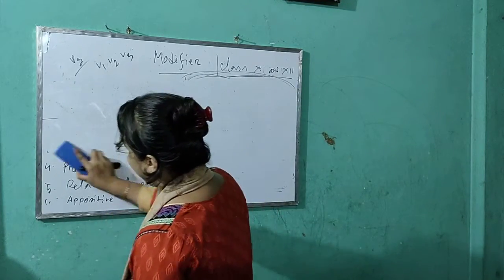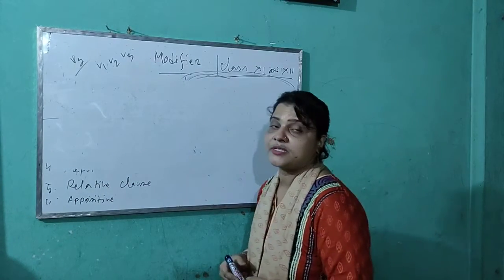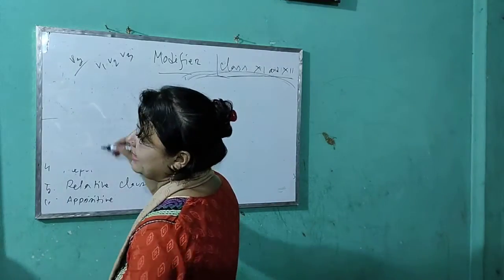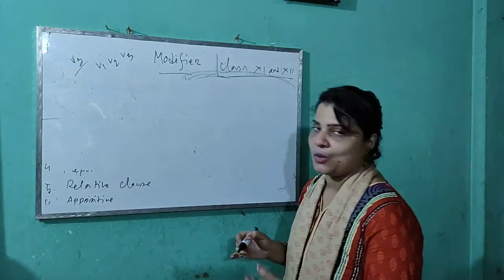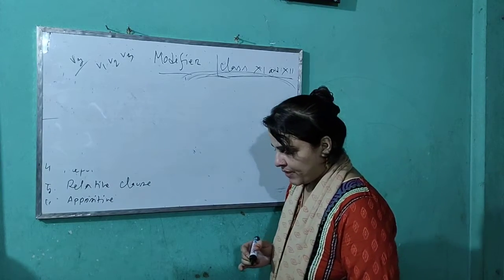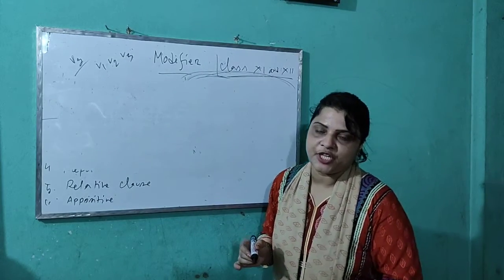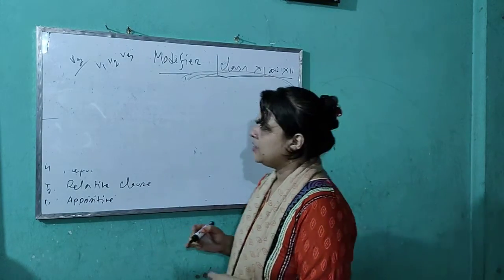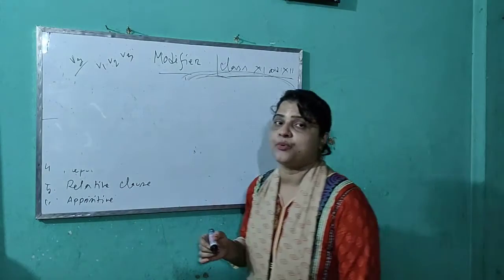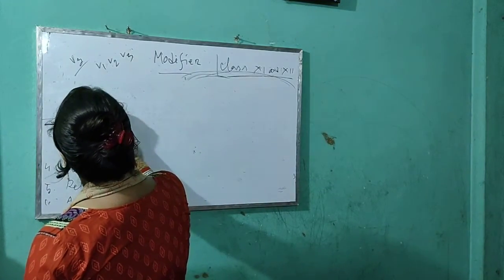Now let us see relative clause. So how can relative clause be used as a post modifier? In the earlier class I discussed what is clause. Clause is basically part of a sentence having a subject and a finite verb. So relative clause can be used as a post modifier. I'm going to give you some examples.